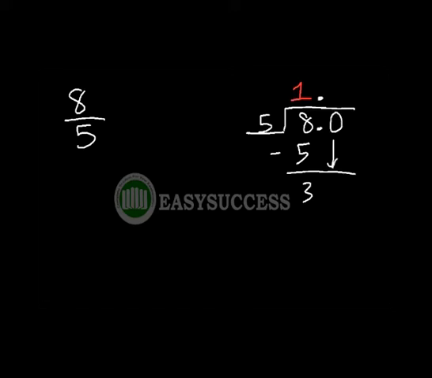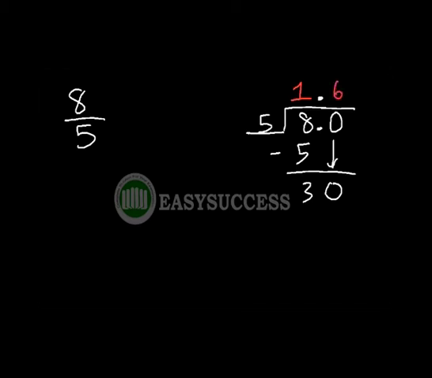What we're going to do is put the numerator on the inside and the denominator on the outside. So how many times does 5 go into 8? 5 goes into 8 one time. 5 times 1 is 5, and we need to subtract it. 8 minus 5 is 3. Now 5 doesn't go into 3, so we have to add a 0, which means we have to add a decimal point.